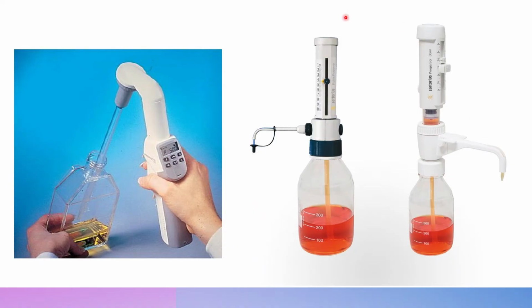While this one here class, as you can see, these are diluter or dispenser types of pipettes. It can be either bottle top, it can also be motorized or digitalized. So these are examples of diluter or dispenser types of pipettes.